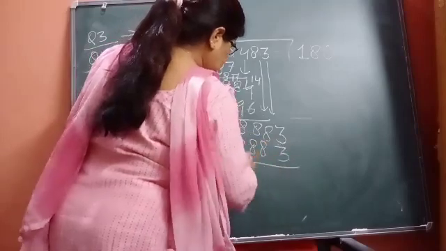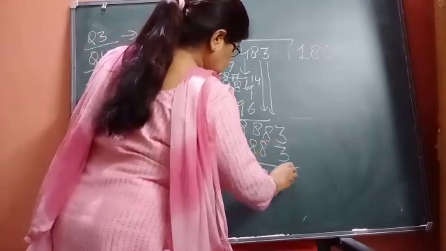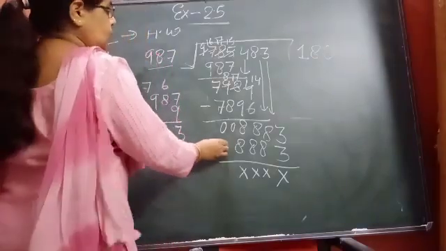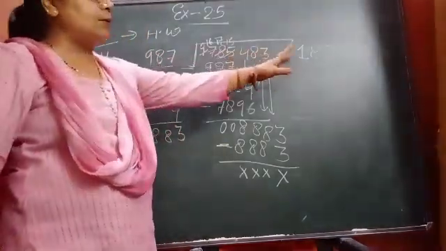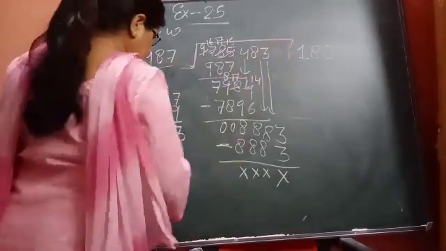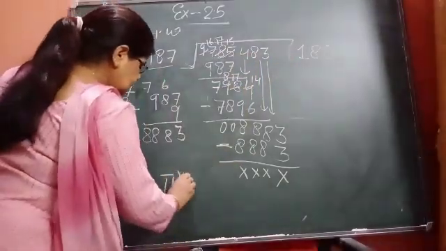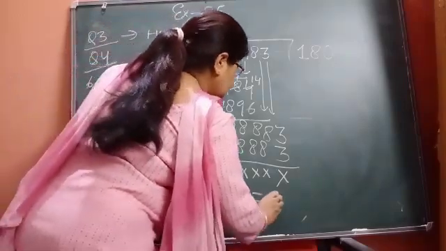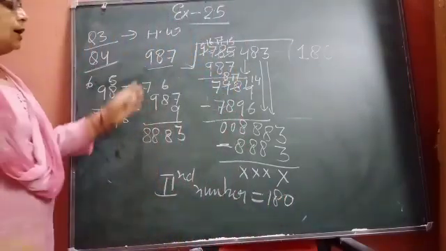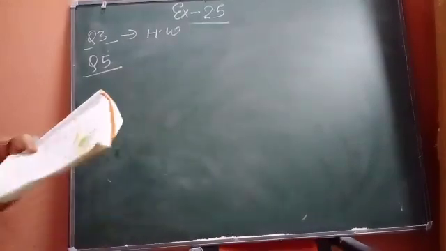So in this way, what will be the second number? Second number will be 180. So you will write second number is equal to 180. This will be your answer. Question number 5 now, beta.